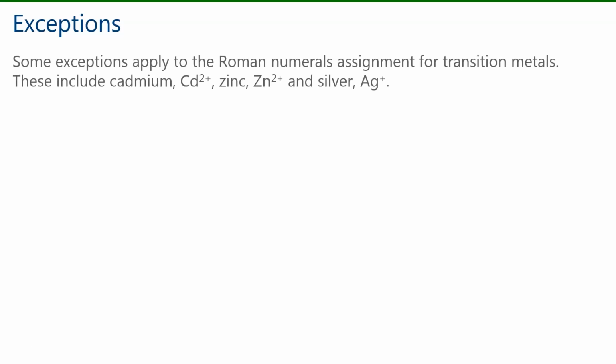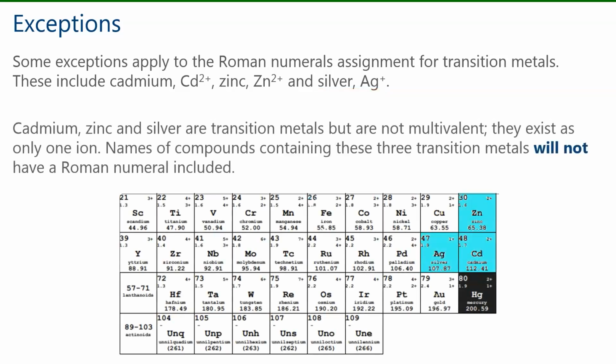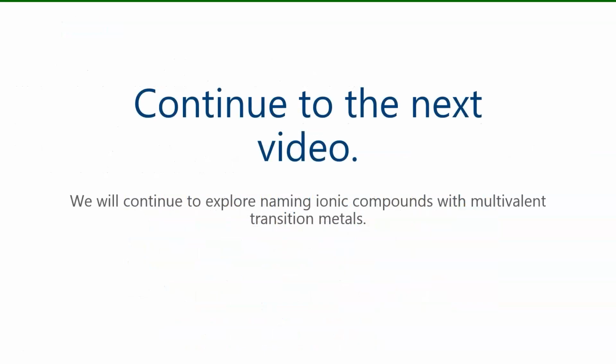There are a couple exceptions we need to talk about. Some exceptions apply to the Roman numerals assignment for transition metals, and these include cadmium, and the cadmium ion has a +2 charge, the zinc ion, which has a +2 charge, and silver, which has a charge of +1. Cadmium, zinc, and silver are transition metals, but they're not multivalent. They exist only as one ion. So the names of compounds containing these 3 transition metals, cadmium, zinc, and silver, will not have a Roman numeral included.